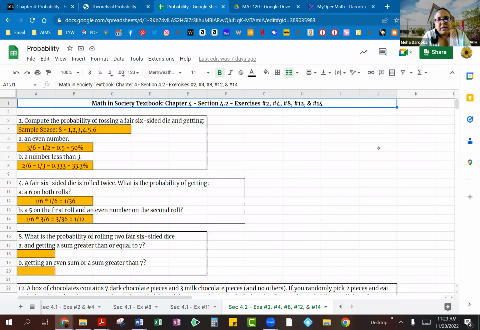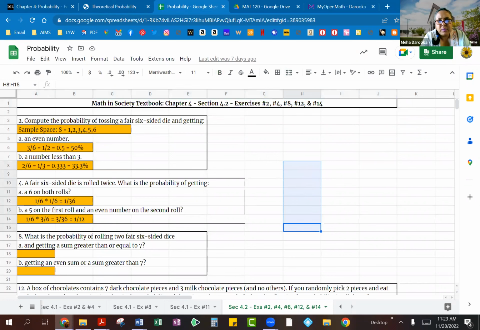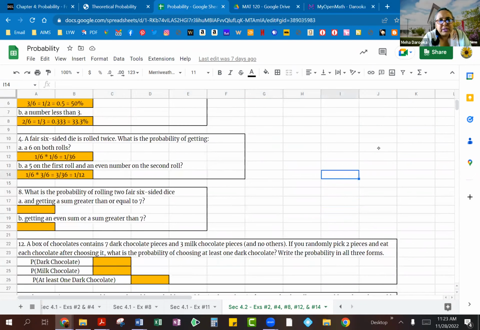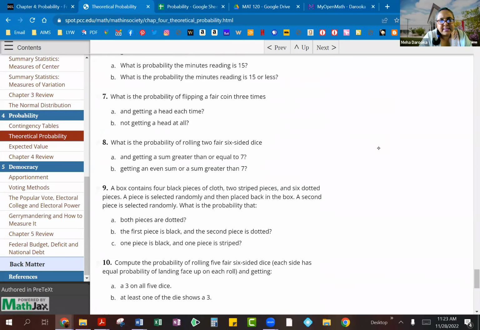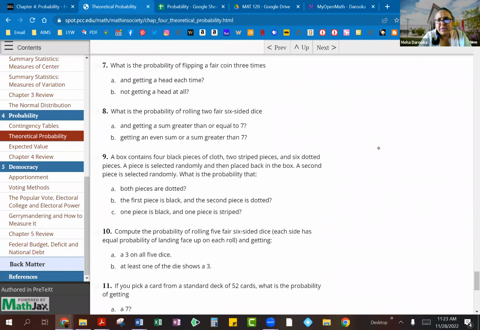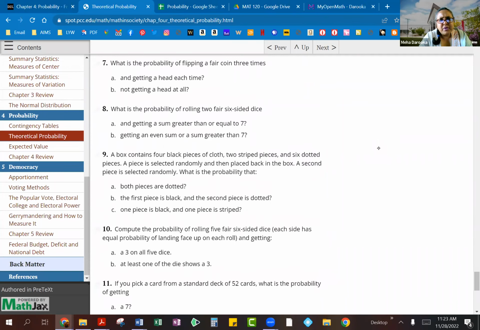Now, we had done the first two examples that I had selected for us, numbers 2 and 4, but I had a couple more that I wanted to look at. So let's take a look at number 8 as our next example, just to make sure we're comfortable with these theoretical probabilities as well.